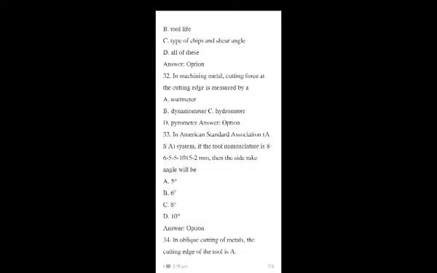Now in oblique cutting of metals, the cutting edge of the tool is inclined at an angle less than 90 degrees to the direction of tool travel. Now next question, cutting fluids are used to... the option is D, all of this. Last question, tool life in orthogonal cutting is less than the tool life in oblique cutting.